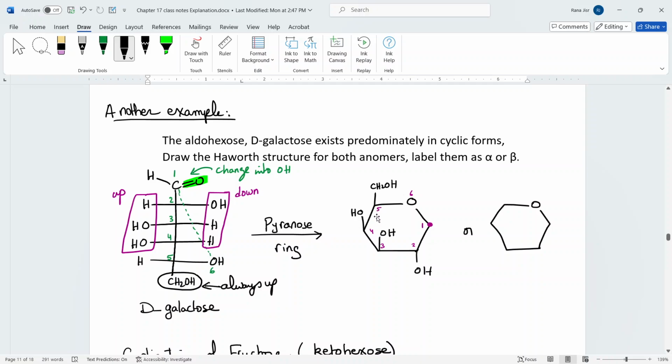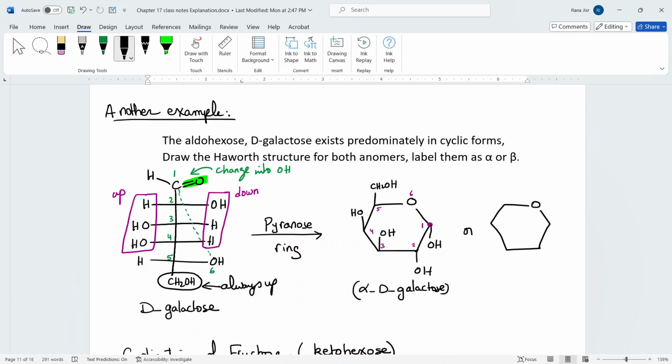Guys, again, you can put the hydrogens in there. So now your hydrogen is going to be down. You do have a hydrogen that is down here, a hydrogen that is down, and a hydrogen here that is up. It is fine, but it looks more simple if you just keep it without the hydrogens there. And then on the anomeric carbon, your OH on carbon number 1 can either be up or it can be down. So if your OH is down, then that is going to be the alpha D galactose.